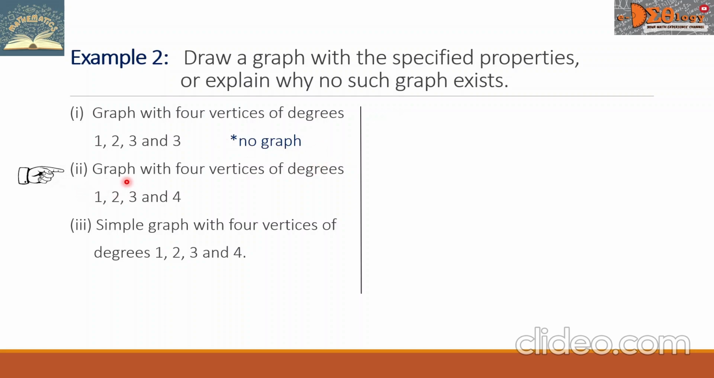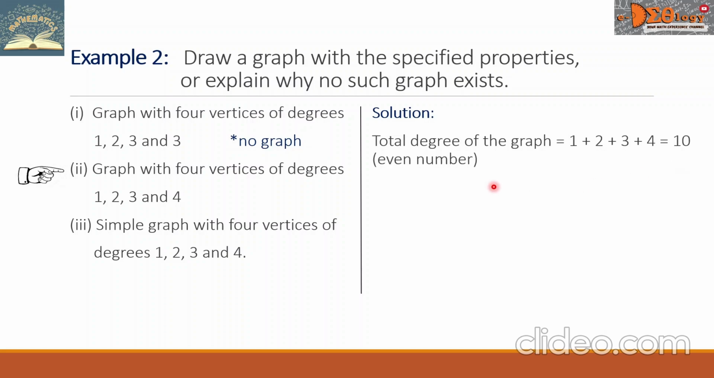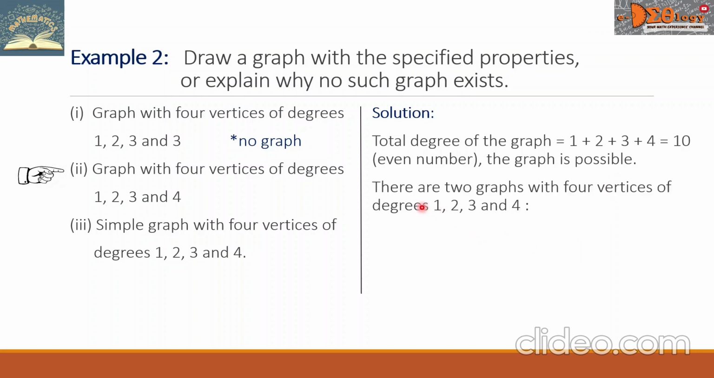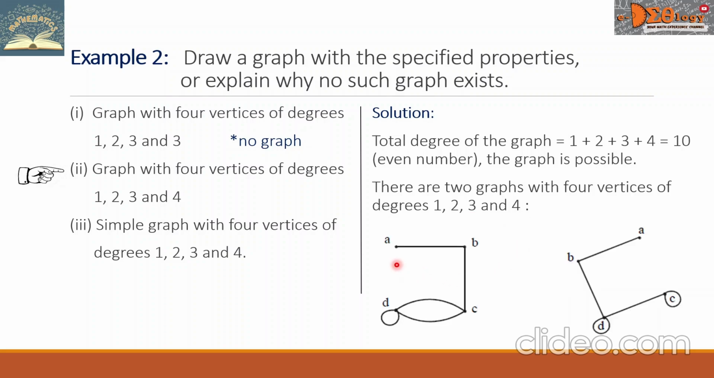Second, let's draw a graph with 4 vertices of degrees 1, 2, 3, and 4. The total degree of the graph equals 1 plus 2 plus 3 plus 4 equals 10. This is an even number, so the graph is possible. In fact, there are 2 graphs with 4 vertices of degrees 1, 2, 3, and 4. The first graph is this. This is the second graph.